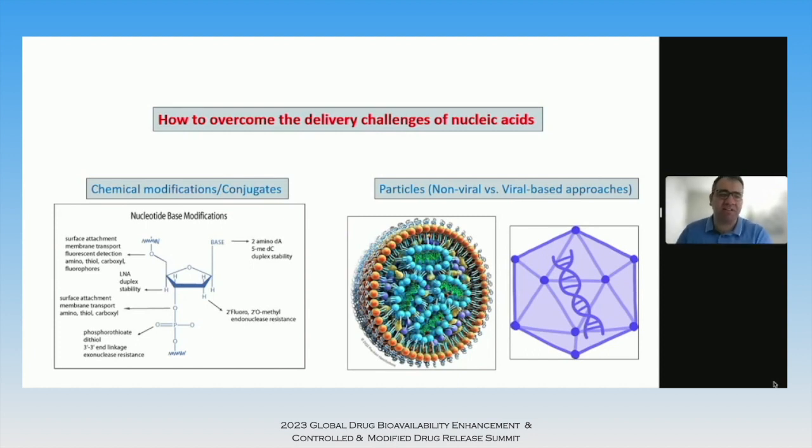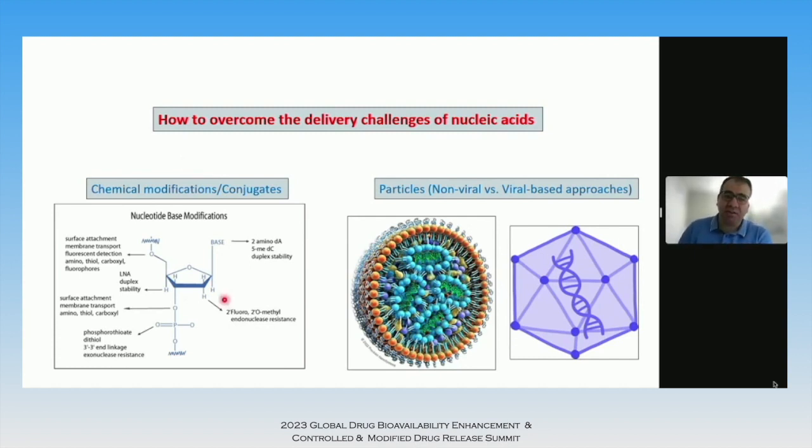So I will discuss this in more detail in the following slides, but there are mainly two approaches to tackle these important challenges. The first approach is the chemistry, so chemical modifications and conjugations, which increase their stability, circulation half-life, and their targeting capability.